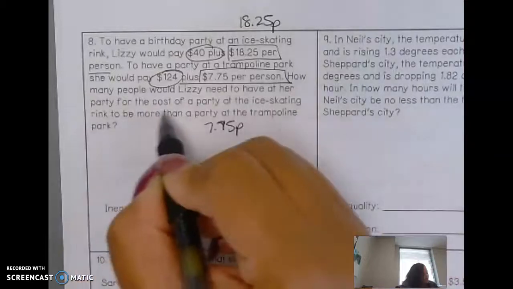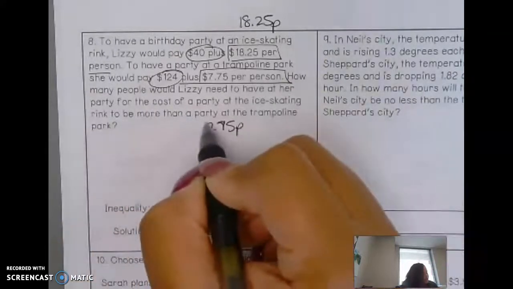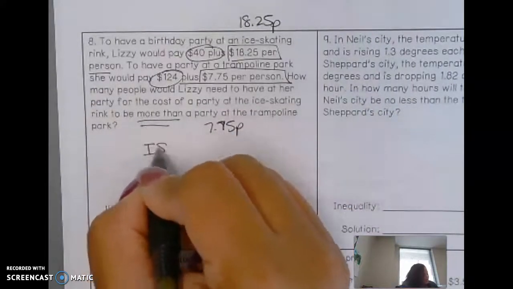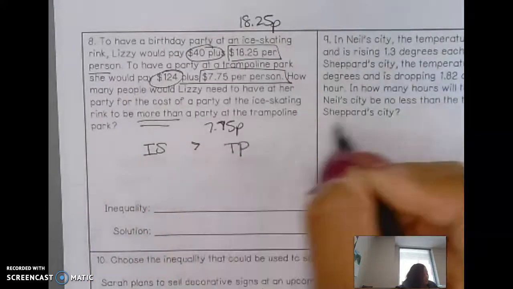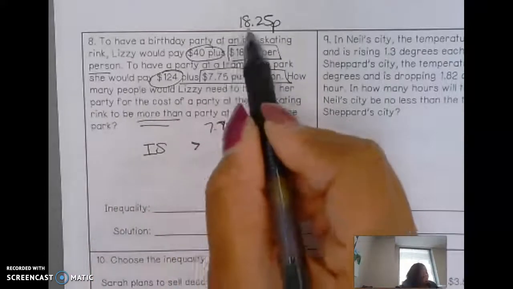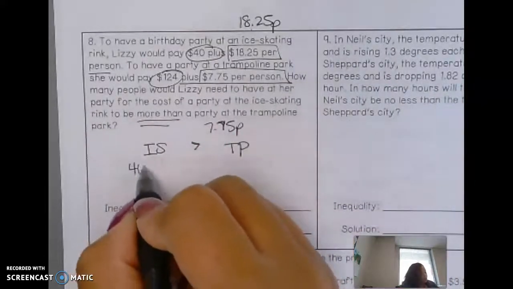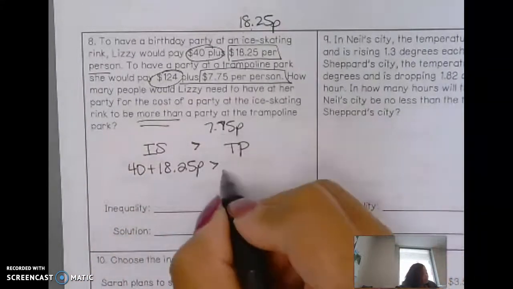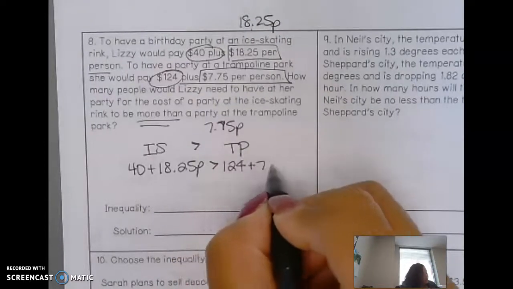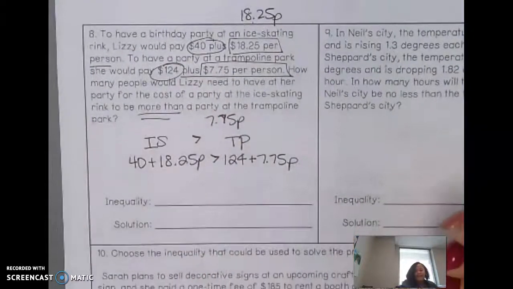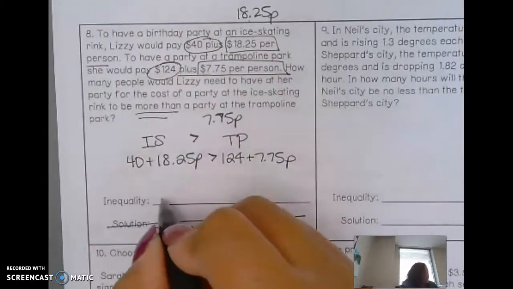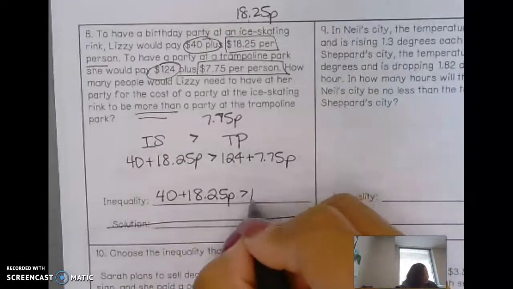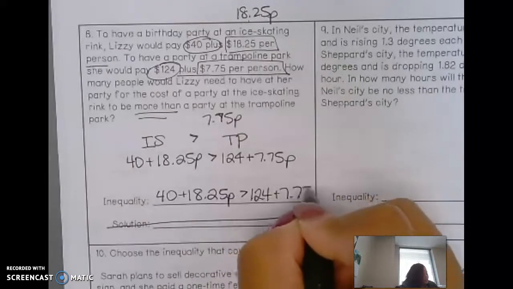How many people would Lizzie need to have at her party for the cost of the party at the ice skating rink to be more than a party at a trampoline park? More than. I want the ice skating rink to be more than the trampoline park. So my ice skating rink is 40 plus 18.25 P is more than 124 plus 7.75 P. That's it. I'm done. Remember, I'm not doing my solution here. 40 plus 18.25 P is greater than 124 plus 7.75 P.